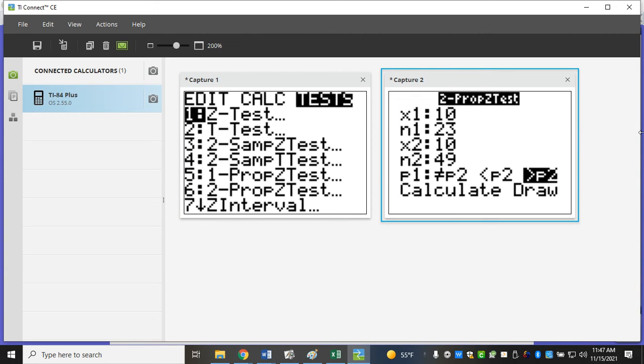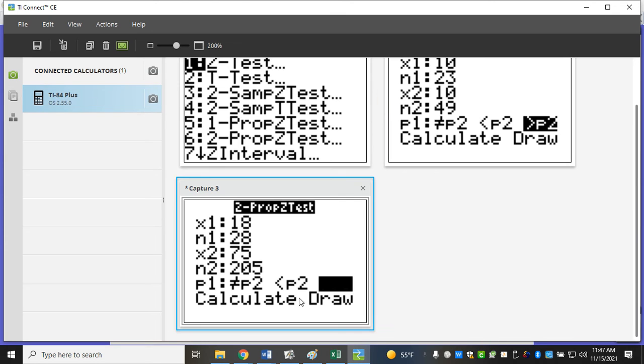Then we're given a list like this. So what is our x1? 18. What is our n1? 28. Our x2? 75. n2? 205. And which one of these 3 options? Greater than. So the last one. So yours should look like this.